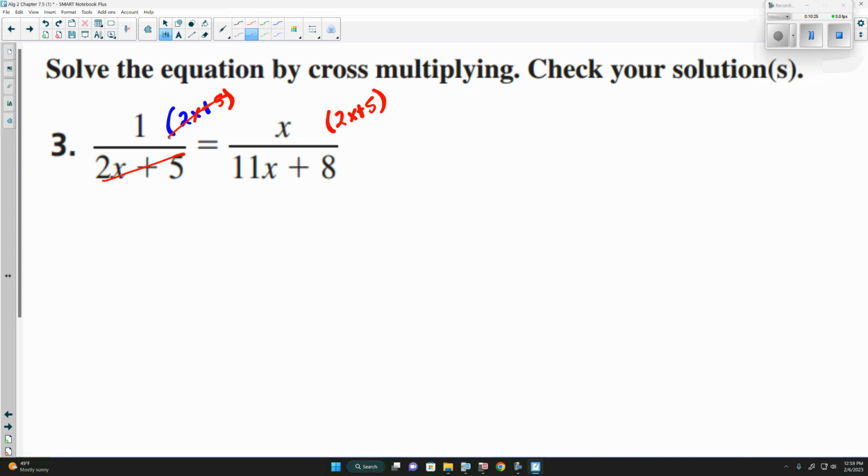Now 2x plus 5 doesn't reduce. 2 and 5 don't have a greatest common factor. There's no way to factor it. So that's fine there. We know we'll also need to multiply both sides by 11x plus 8 because these two will cancel out. Now what that does leave us with, well, on the left side we have 1 times 11x plus 8. That's just going to be what? 11x plus 8.